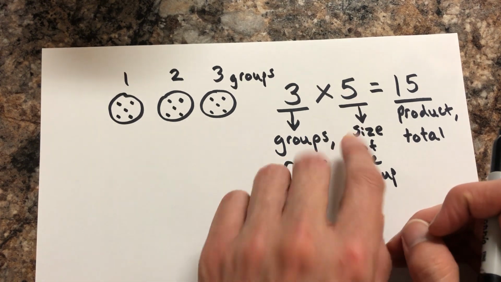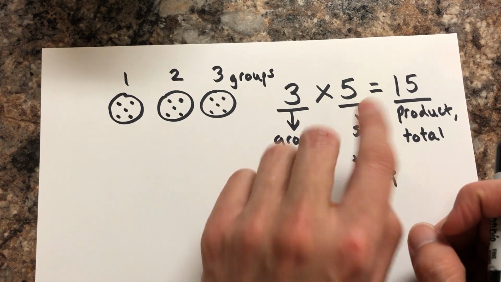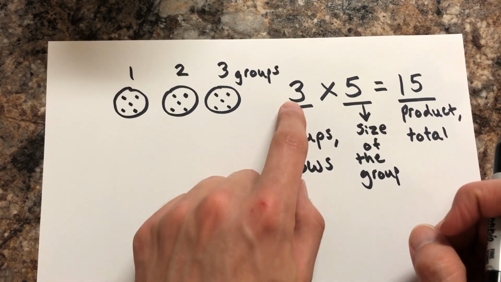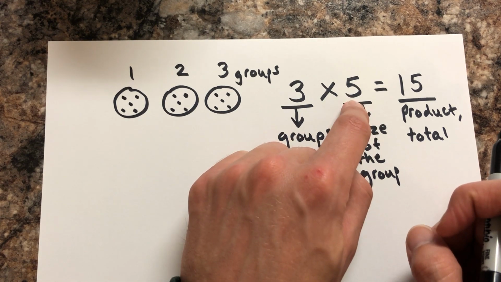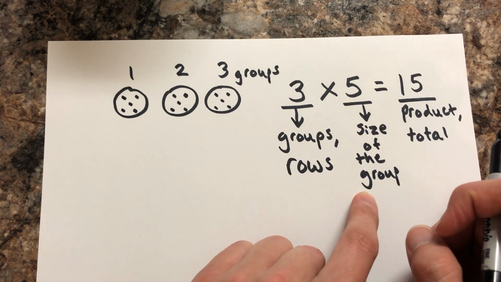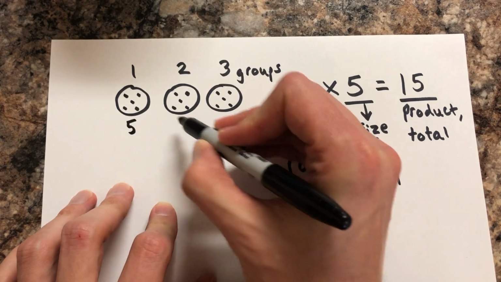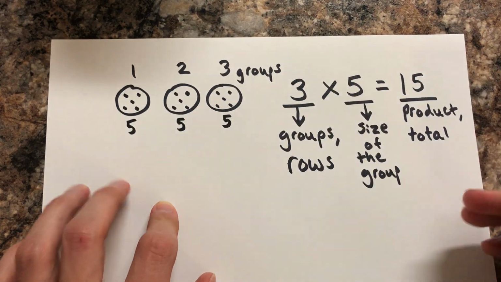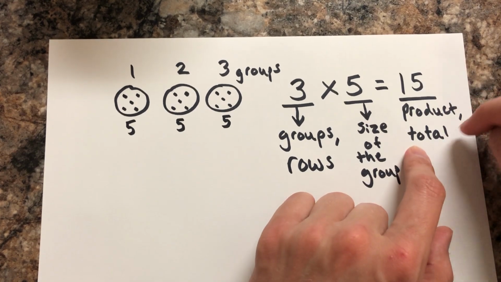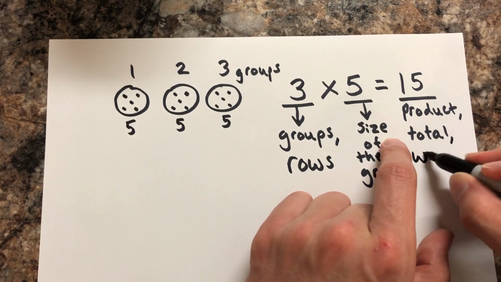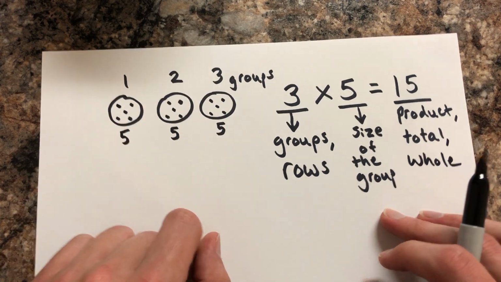Each one of these numbers is called a factor. The first is called a factor, the second one's called a factor. The first factor tells me how many groups or rows there are. The second factor tells me the size of the group. There's 5 in each group. There's 5 here, there's 5 here, and there's 5 here. And then this tells me the whole thing. The product, that is the total, or we could say the whole thing, is 15.